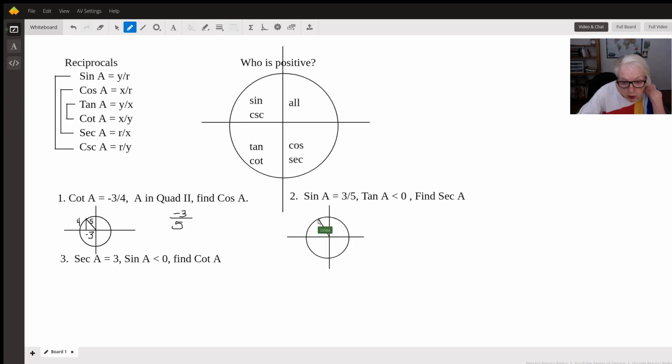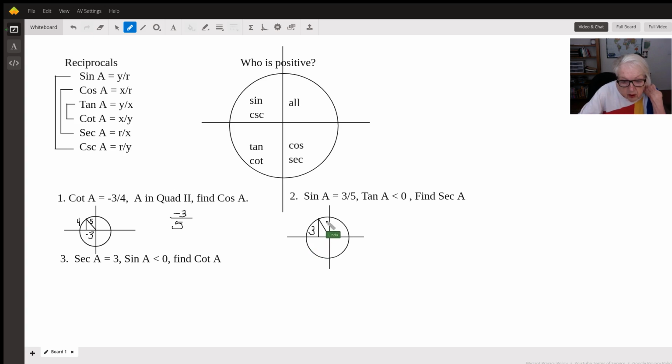So we're just going to draw a triangle in the second quadrant and put the values on it. The sine is 3/5. So the sine is the y value over the r value. So this is the y value, it's 3.